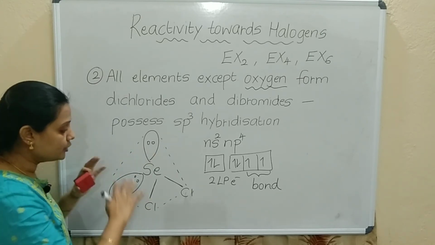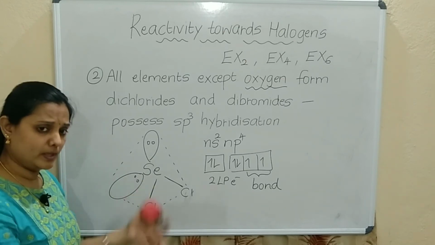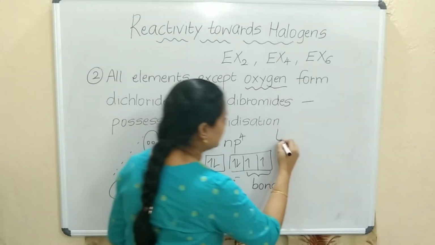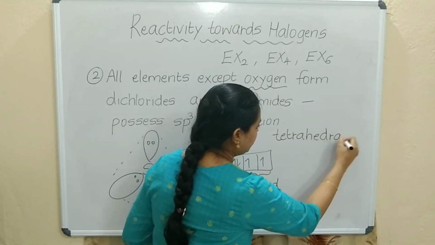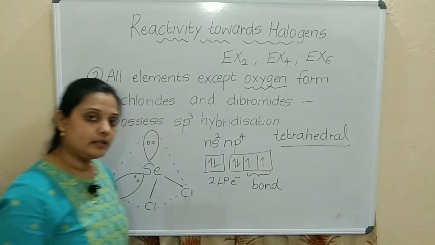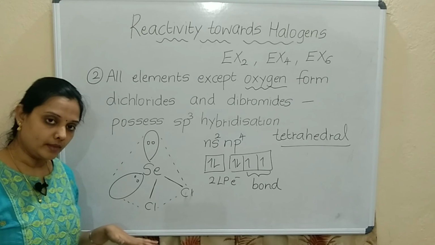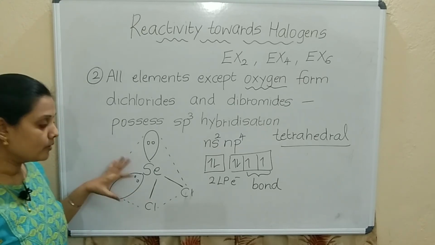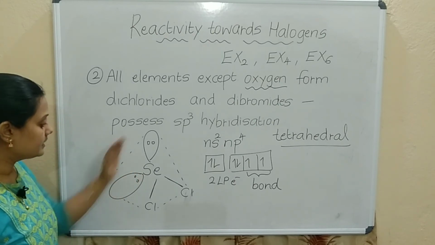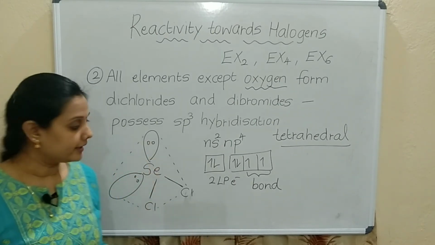Correct. So, what geometry is it forming here? It will form tetrahedral. We know sp3 hybridization means it will be tetrahedral geometry. And why are they arranging in the tetrahedral way? To minimize the repulsion. Correct. So, minimum repulsion will take place and the compound will be stable also. This is the way it arranges itself. It forms a tetrahedral geometry.